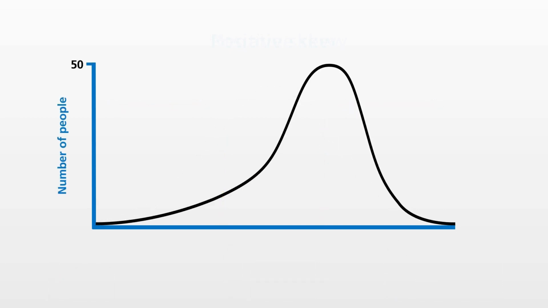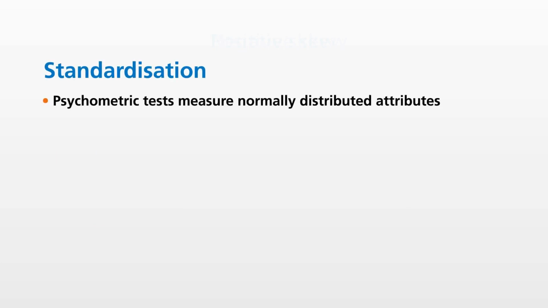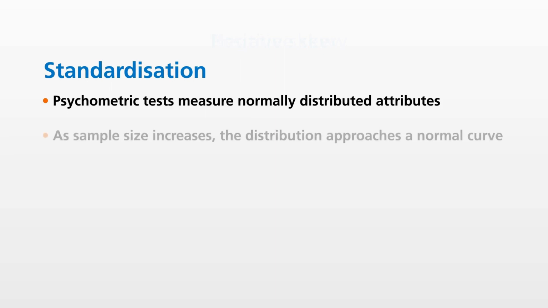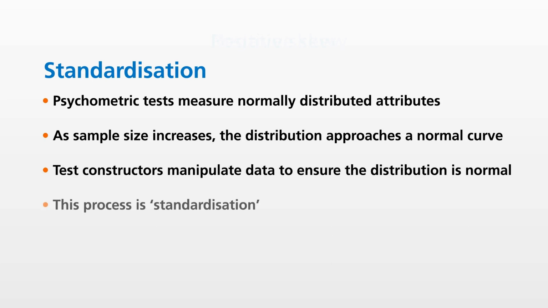Perfectly symmetrical distributions rarely occur in real life, but the greater the number of participants in a test, the closer and closer the distribution gets to the normal curve, so long as the data is distributed normally. The assumption underlying the construction of psychometric tests is that they are measuring attributes that are normally distributed. Tests don't accidentally become normally distributed, so to make the data work, the test has to be manipulated to ensure that it fits a normal distribution. This process is called standardization.